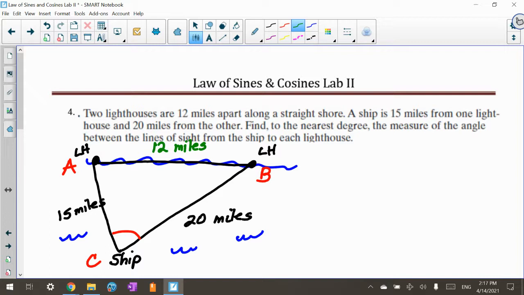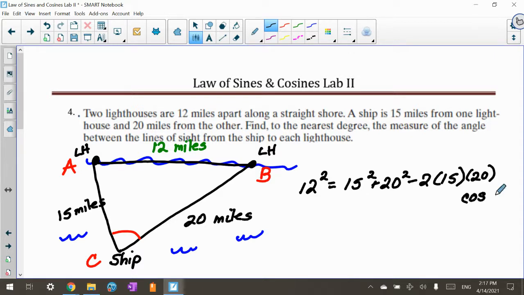Angle C is opposite that, and I only have one angle, so I have to use the law of cosines, which we've been using on this lab quite a bit. So I'm going to use 12 squared. So that's going to be c squared, which equals the other two sides squared, which is 15 squared plus 20 squared, minus 2 times 15 times 20, cosine of angle C.